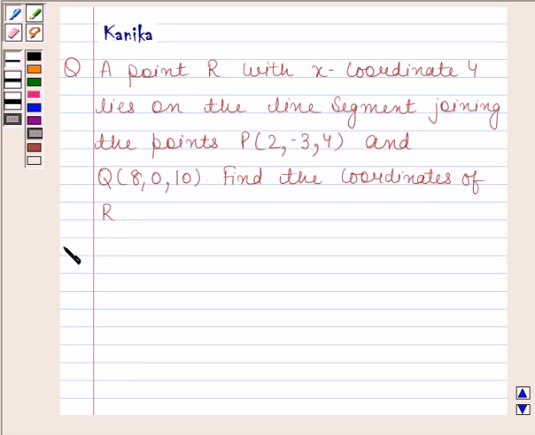Let's now begin with the solution. We are given that a point R with x coordinate 4 lies on the line segment joining the points P having coordinates 2, minus 3, 4 and Q having coordinates 8, 0, 10. And we have to find the coordinates of R.